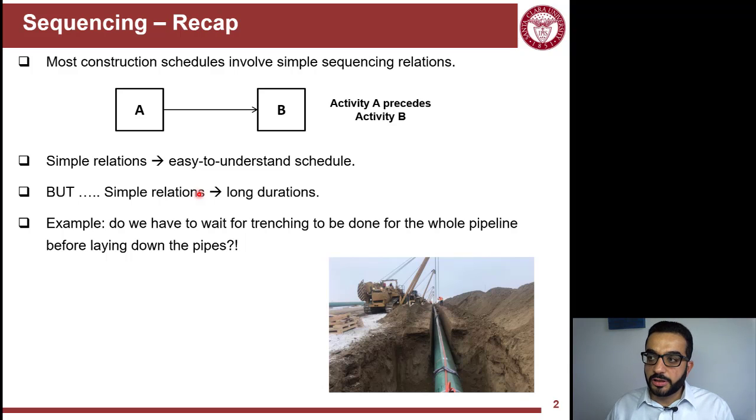As an example of why simple relationships result in longer durations, say I have this pipeline project. The activities that need to be done: you have to dig the trench, you have to lay down the pipe, connect the pipe segments, and then you have to backfill. But the question here is, do you have to wait until you excavate the whole length of the pipeline, which is miles after miles after miles, until all of this excavation is done to be able to start laying down the pipes?